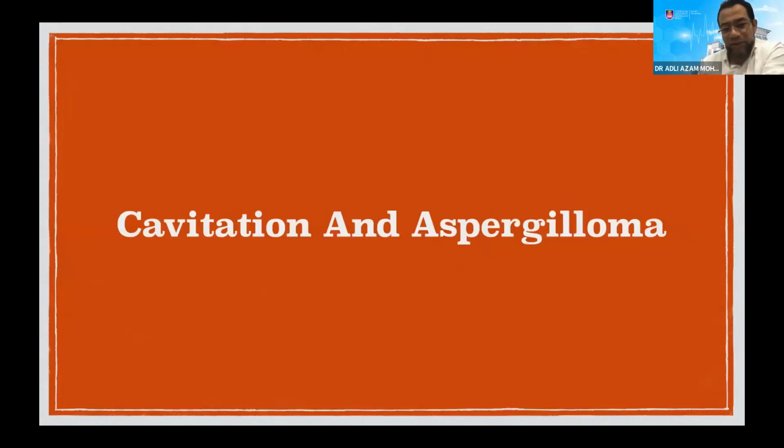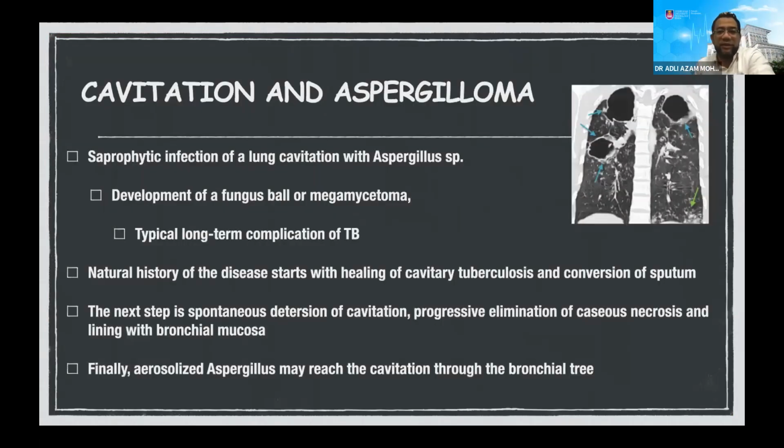Another issue in TB is cavitation and aspergilloma. We understand that in TB, the saprophytic infection of a lung cavity with Aspergillus species is the development of a fungal ball, or in the literature they call it mycetoma. It's a typical long-term complication of TB. The natural history of the disease starts with healing of cavitary tuberculosis and conversion of sputum. The next step is spontaneous detersion of the cavity, progressive elimination of caseous necrosis, and lining with bronchial mucosa. Finally, aerosolized Aspergillus may reach the cavity through the bronchial tree.